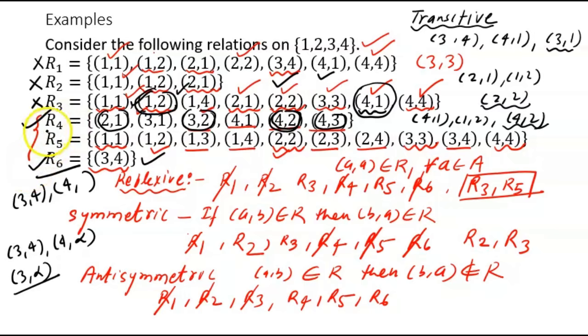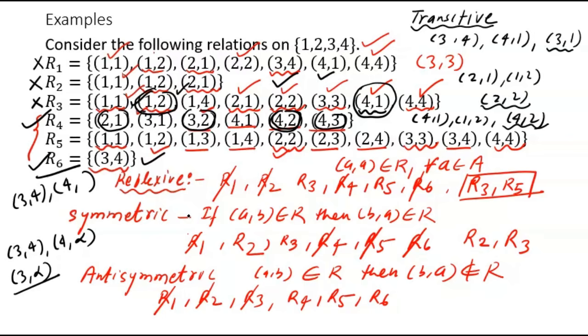I leave this for you to verify that R5 is also transitive. Why is R5 transitive? Because you will not be able to find any two pairs where A goes to B and B goes to C, but A does not go to C. When A goes to B and B goes to C, then A should go to C. If A does not go to C, then it will not be transitive. So whenever we have AB and BC, then AC must be there. That is the requirement for a relation to be transitive.